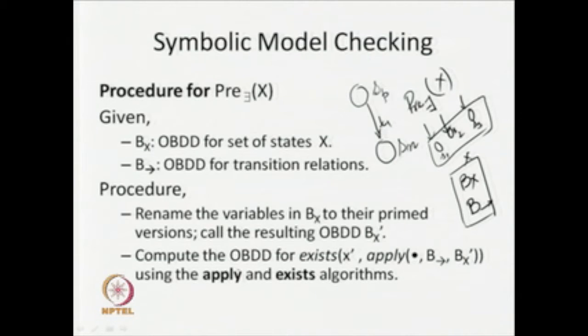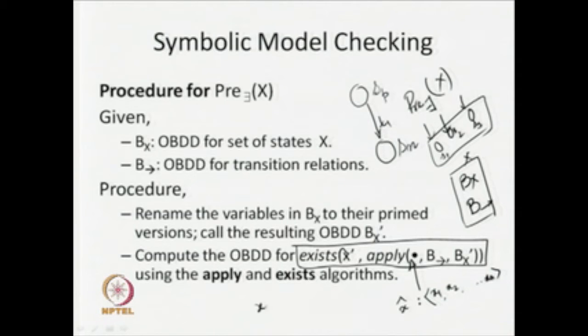Then we are going to compute an OBDD for this operation. First, we use the apply algorithm with the dot operator on these two OBDDs: the OBDD for the transition system and the OBDD for the set of states where the variables are renamed to their primed version. This apply algorithm will give me an OBDD where the variable ordering is the same as for B arrow and Bx prime. After that, we apply the exist algorithm, where we make it independent of the primed versions of those variables. The x-hat is basically a vector. What is the x set? The x set is nothing but the vector of all the variables that we are using, x1, x2 to xn.